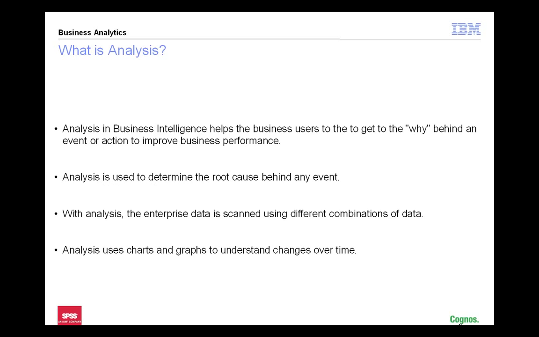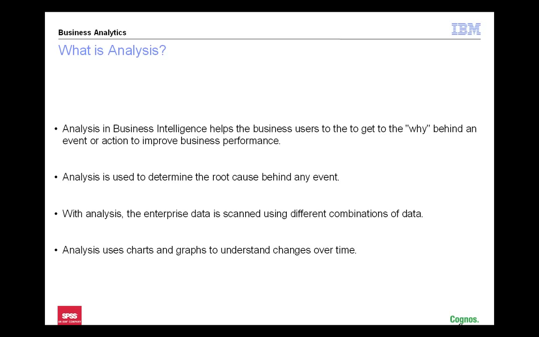Discuss. Okay. Analysis in business intelligence is actually for the business users to find the root cause. It actually points you to the why of business. So why of a particular event. Okay. Then with analysis, the enterprise data that we have is scanned using different combinations of data. So enterprise data is actually being investigated with different combinations, which is not actually possible in case of a traditional system.